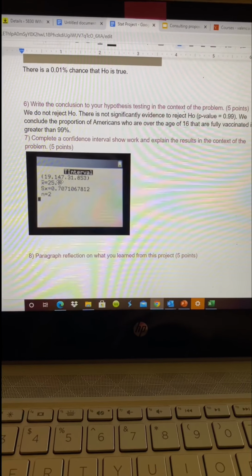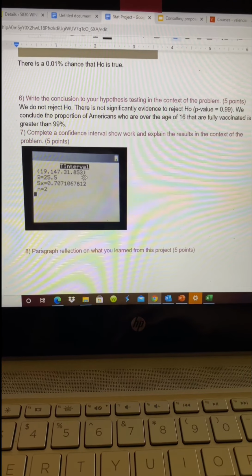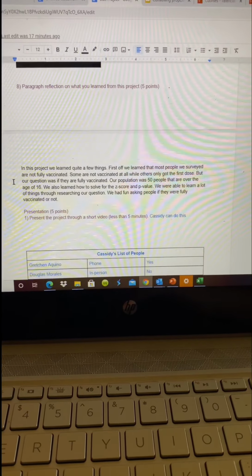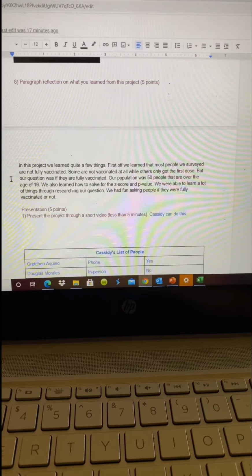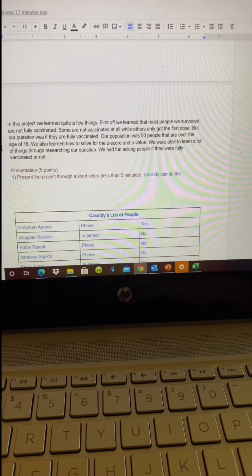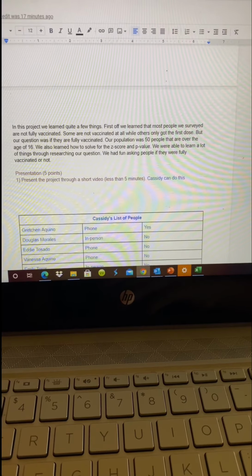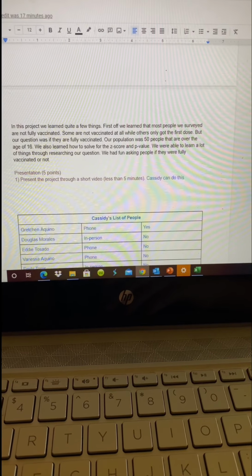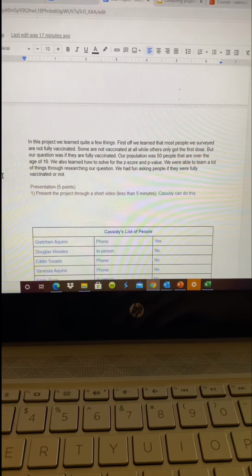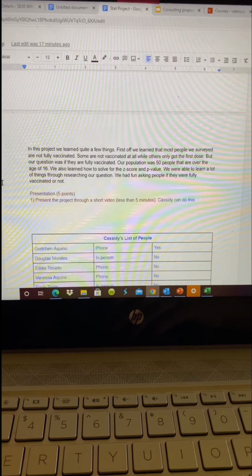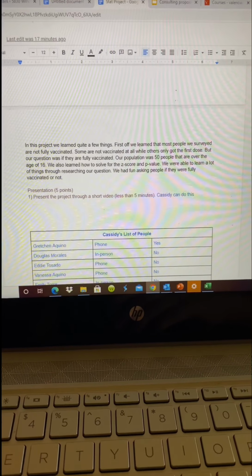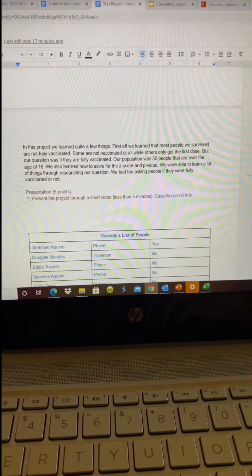See, here's the interval. The paragraph reflection on what you learned from the project. In this project, we learned quite a few things. First off, we learned that most people we surveyed are not fully vaccinated. Some are not vaccinated at all, while others only got the first dose. But our question was if they were fully vaccinated.